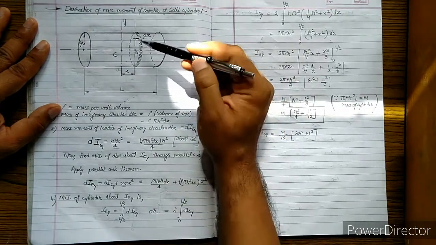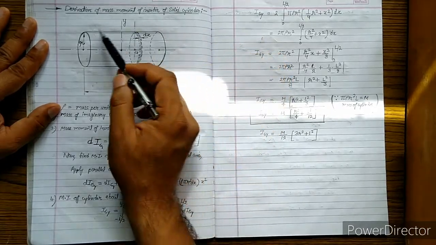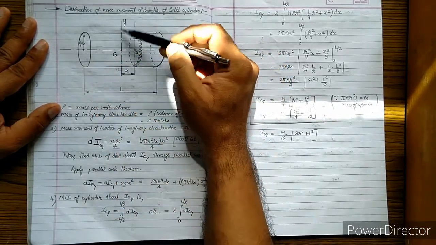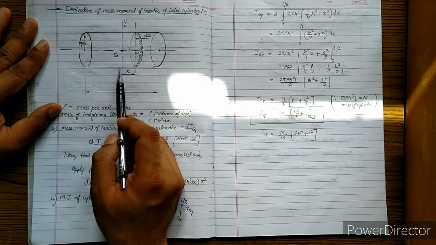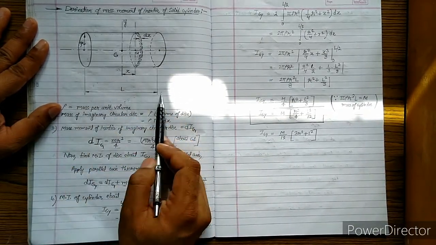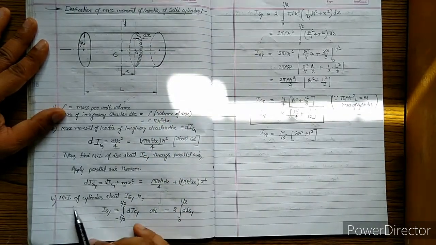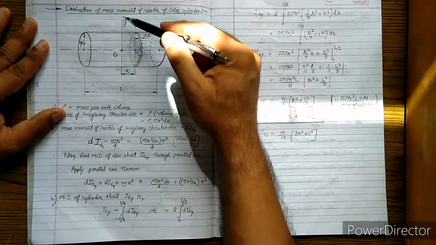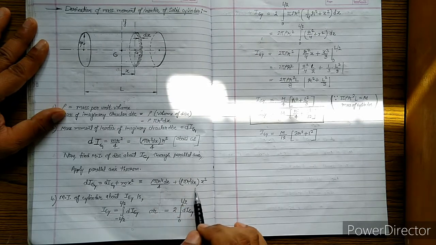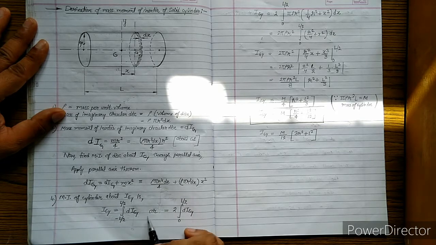Now, once we have found the mass moment of inertia of the circular disk about the main axis, we can find the mass moment of inertia of the whole cylinder about the main axis by integrating this particular term between limits minus L by 2 and L by 2, because the total length is L and this y-axis passes exactly through the center. So the mass moment of inertia of the cylinder about IGY is the integration of dIGY between limits minus L by 2 to L by 2.